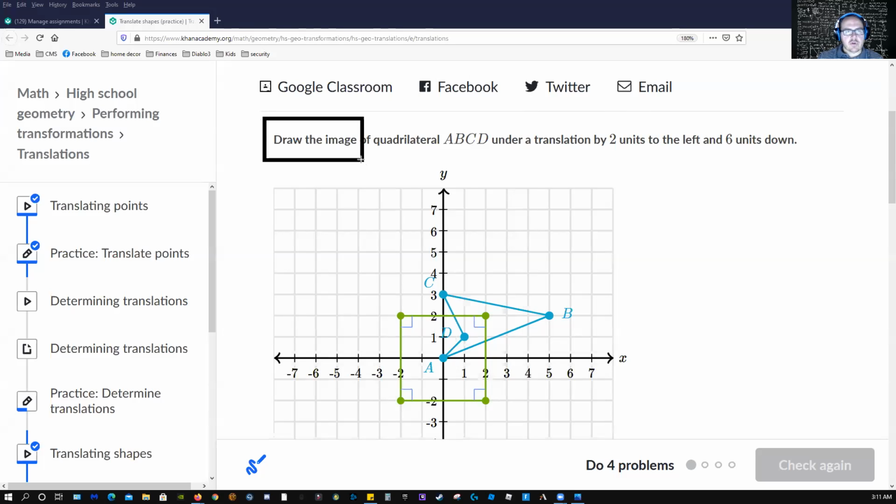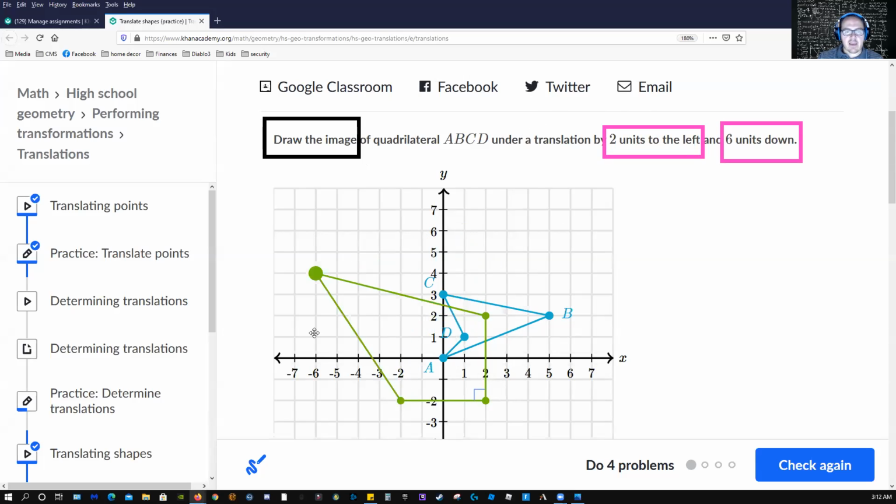Draw the image of quadrilateral ABCD under translation. Okay, so 2 units to the left and 6 units down. The first thing I can do is realize I need to drag these green dots around. So I'm going to drag these green dots right on top of the original shape. And now I need to move all of these green dots 2 units to the left.